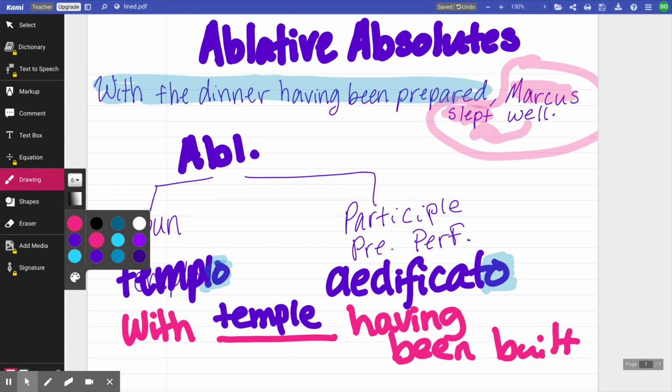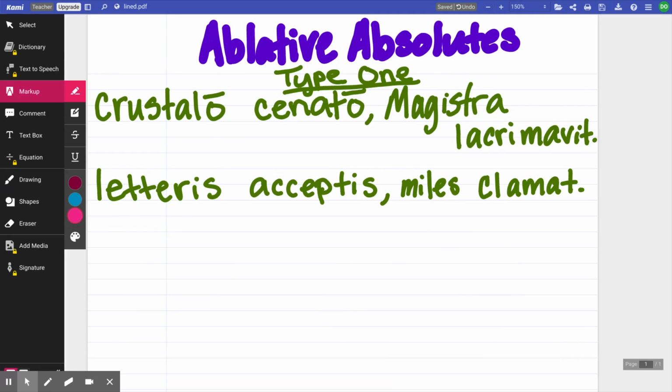Now this clause will stand alone on its own. So you can have a sentence with the temple having been built, Caesar rose to power, something of that idea. The idea is that this sentence will not be about the temple. It's just sort of a clause that stands on its own in front of it. So let's take a look at some more and how they will relate to other things. So right now we're going to be talking about one specific type of ablative absolute. And these specific ones are when your participle is in the past tense, like cenato and acceptis.